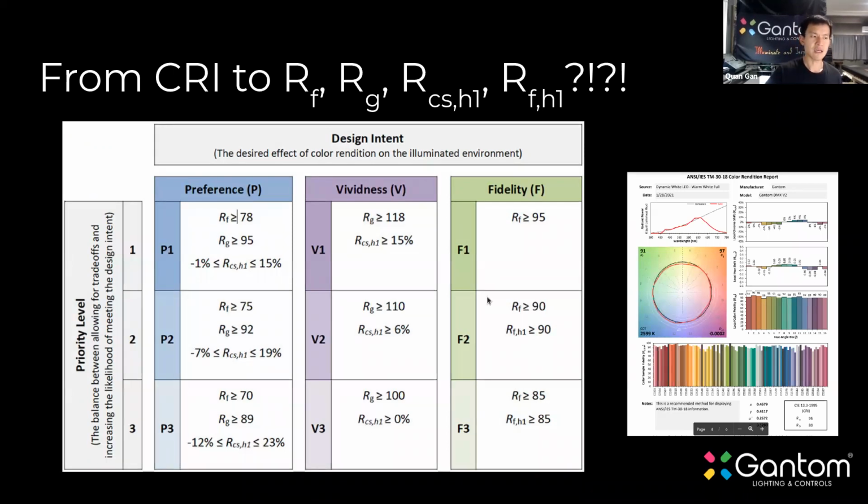And so what the IES has come up with in the TM-30-2020 edition is this preference, vividness, and fidelity priority levels that basically sets the requirements for those 4 numbers into these different categories. Before you dive too deep into looking at these numbers, just know if something satisfies a P1 rating, it will necessarily satisfy a P2 or P3 rating. But if something only satisfies up to a P3 rating, that means it's not good enough to satisfy P2 or P1.